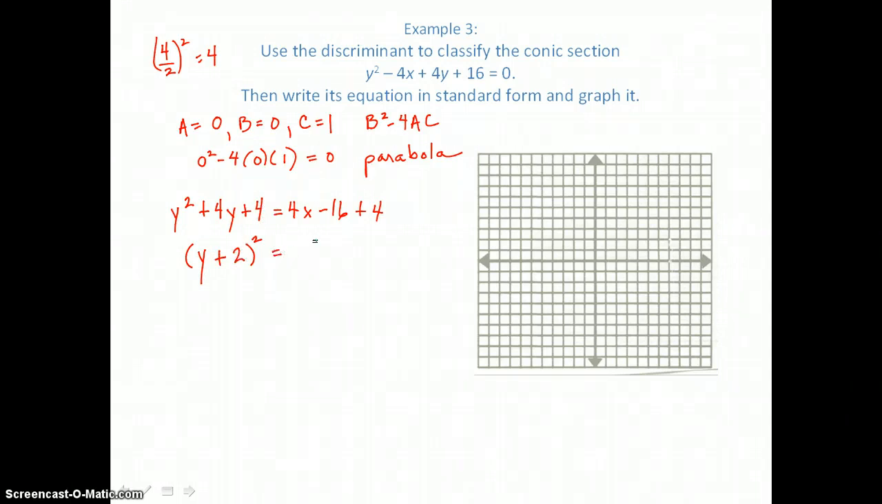Okay, on the right hand side, I can combine like terms. Negative 16 and 4 is negative 12. And then on the right hand side, I need x minus h in parentheses, so I'm going to have to factor 4 out of those terms, leaving x minus 3. And then I need to know my p-value, so I'm going to factor 4 out of that focal width, and that's going to leave a p-value of 1.